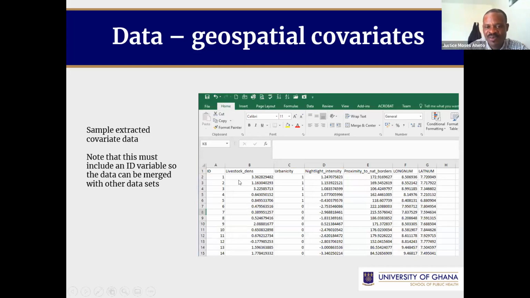And another typical example of the geospatial covariate, as you can see, is livestock density, urbanicity, but the urbanicity here is just a yes or no situation. If it's urban, 1, if it's not urban, 0, which means rural is 0, urban is 1. Then the night intensity, proximity to national borders, they have the longitude and the latitude. So if I have this data, because I now have longitude and latitude here, just as in the other one, it's easy for me to match, and I'm gone.